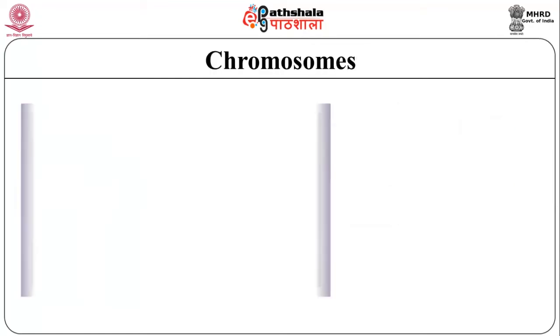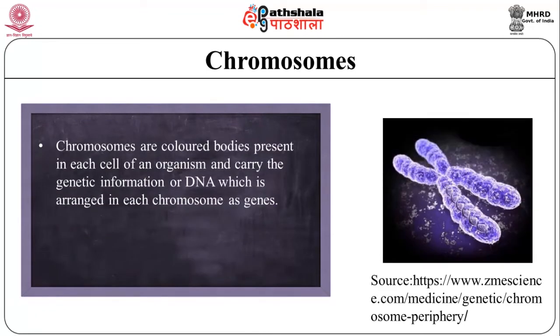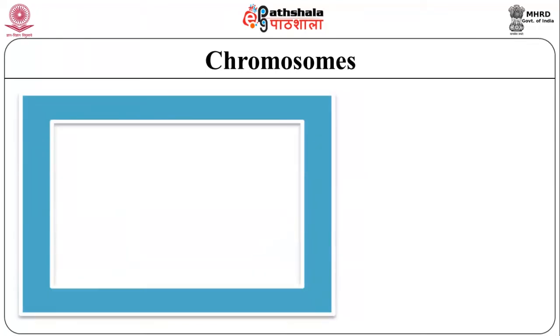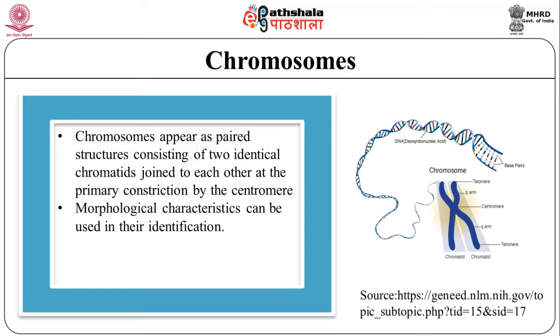Now let's see what chromosomes are. Chromosomes are the colored bodies present in each cell of an organism and carry the genetic information or the DNA, which is arranged in each chromosome as genes. The study of the chromosome, known as cytogenetics, has become an important branch of molecular biology. Chromosomes appear as paired structures consisting of two identical chromatids joined to each other at the primary constriction by the centromere and have different morphological characteristics that can be used in their identification.